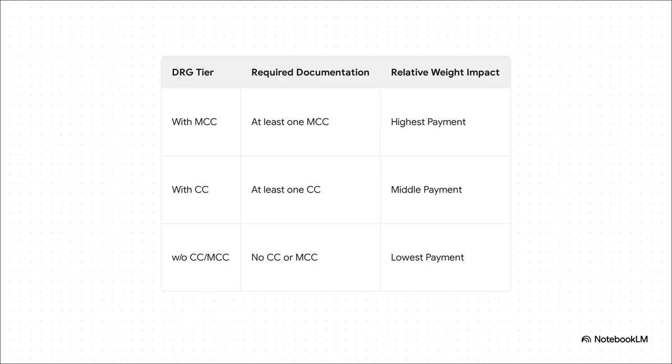If the record captures at least one major complication or comorbidity, an MCC, like acute renal failure, for example, you hit the highest payment tier because of the substantial resources needed for that care. A standard complication or comorbidity, a CC, puts you right in the middle. Without either of those, you're dropping to the lowest tier.